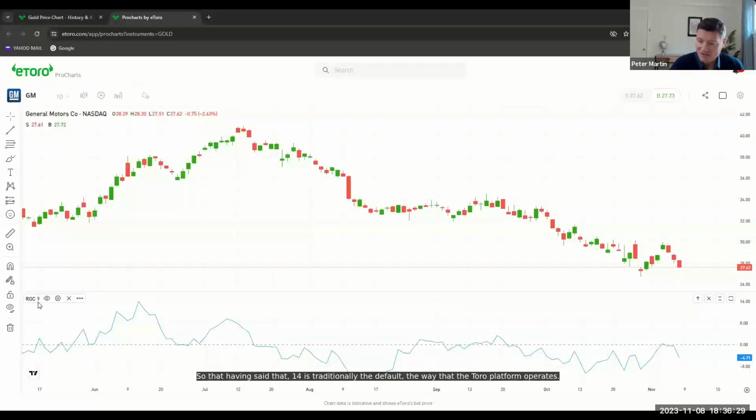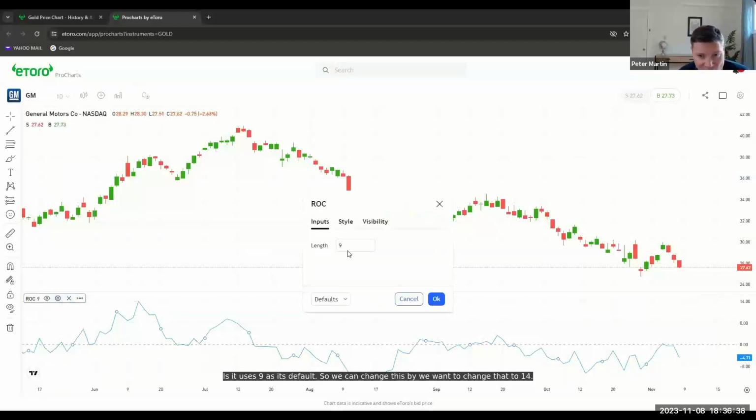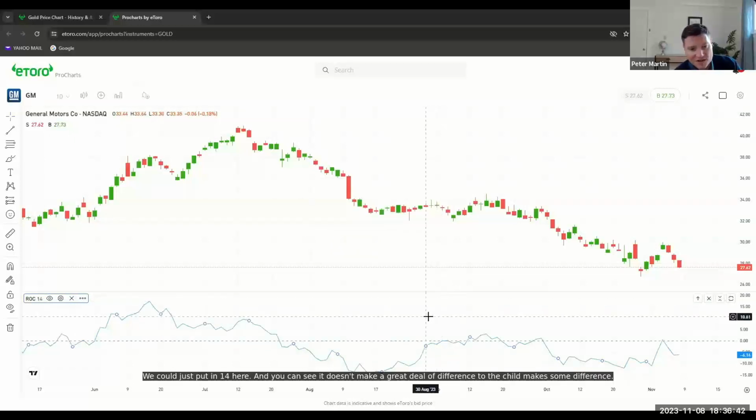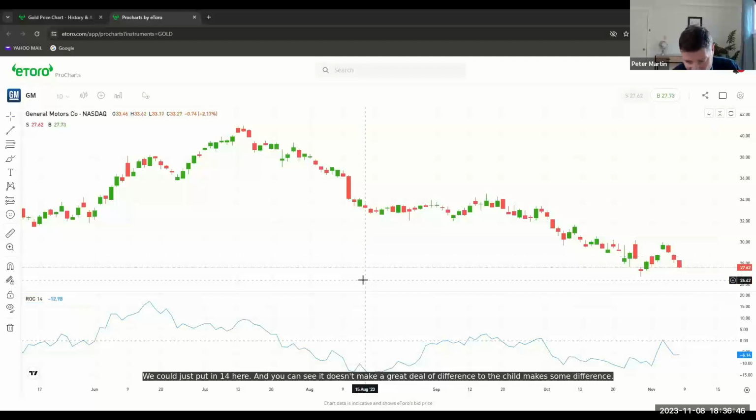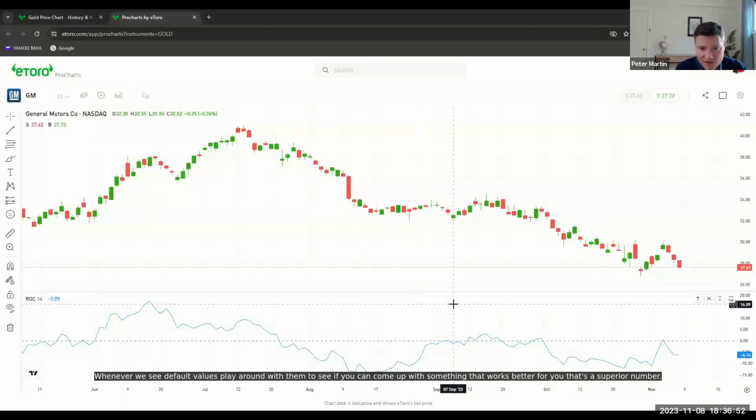Having said that 14 is traditionally the default, the way that the Toro platform operates is it uses 9 as its default. So if we want to change that to 14, we can just put in 14 here. And you can see it doesn't make a great deal of difference to the chart. It makes some difference. Whenever we see default values, play around with them, see if you can come up with something that works better for you, that is a superior number.